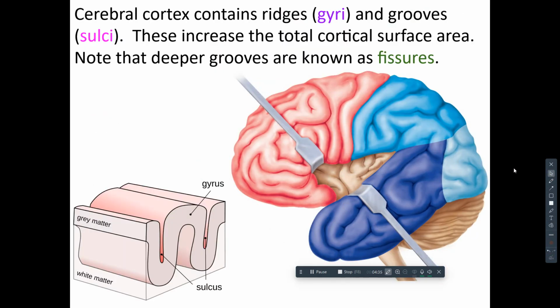Let's do some more. Obviously, the cerebral cortex is not smooth, but it has ridges. The ridges are known as gyri, singular is gyrus, and then there are grooves. These valleys are known as sulci, singular is sulcus. Having these gyri and sulci gives me more surface area. More surface area means more neurons, and more neurons makes me smarter. I also will have deeper grooves called fissures. We'll meet some fissures as well. We met the longitudinal fissure already.